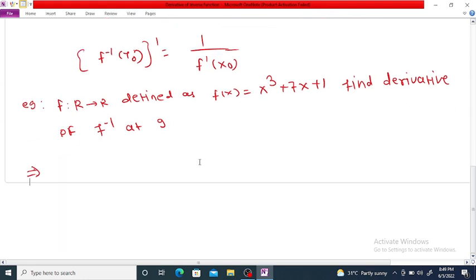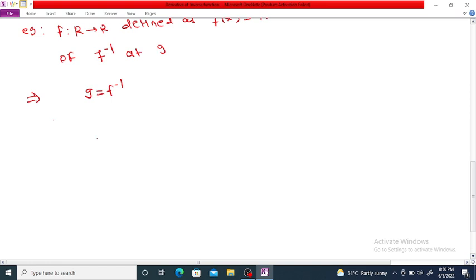So what is the derivative at 9? By using the above formula, if we write g is equal to f inverse, then g dash of y0 is equal to 1 divided by f dash of x0. Here we want to determine the derivative of f inverse at 9. First we want to determine x0 where y0 is equal to f of x0, so that f of x0 is equal to 9.